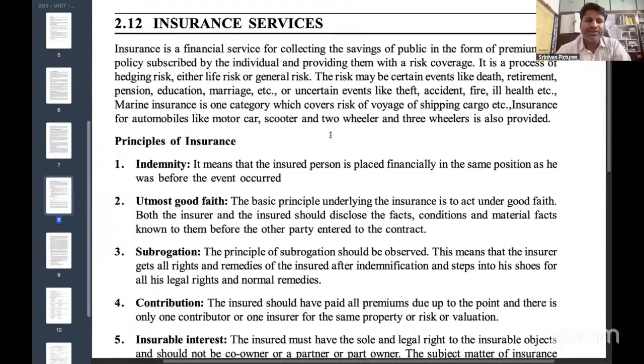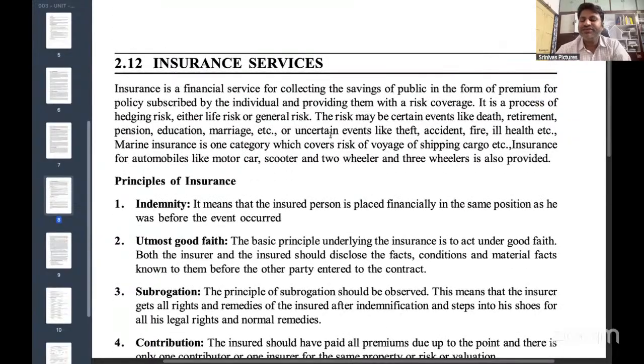Insurance services. Generally, in these insurance services we have two types of insurance, life insurance and general insurance. Again, general insurance we classified into different categories: automobile insurance, health insurance, and other insurances. So other than life insurance, all insurances are called insurance services. These insurance companies also work under the control of IRDA.